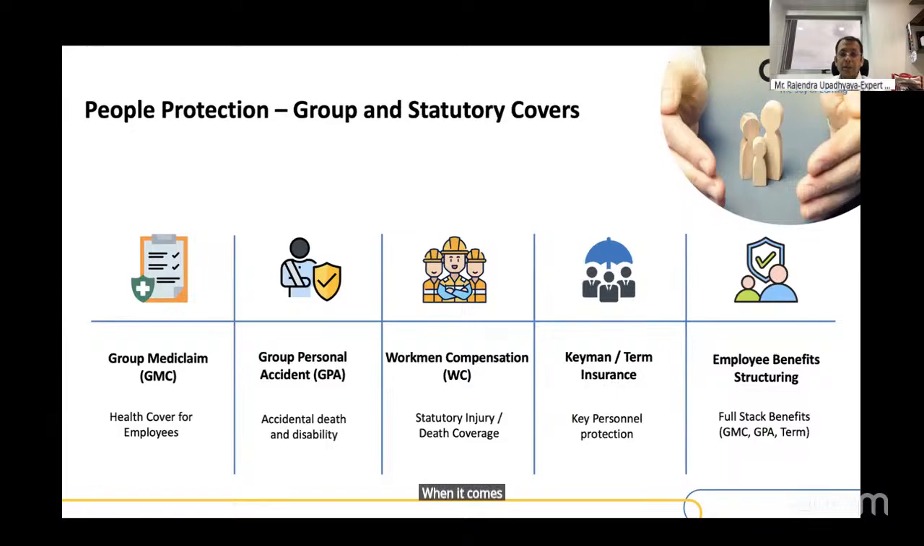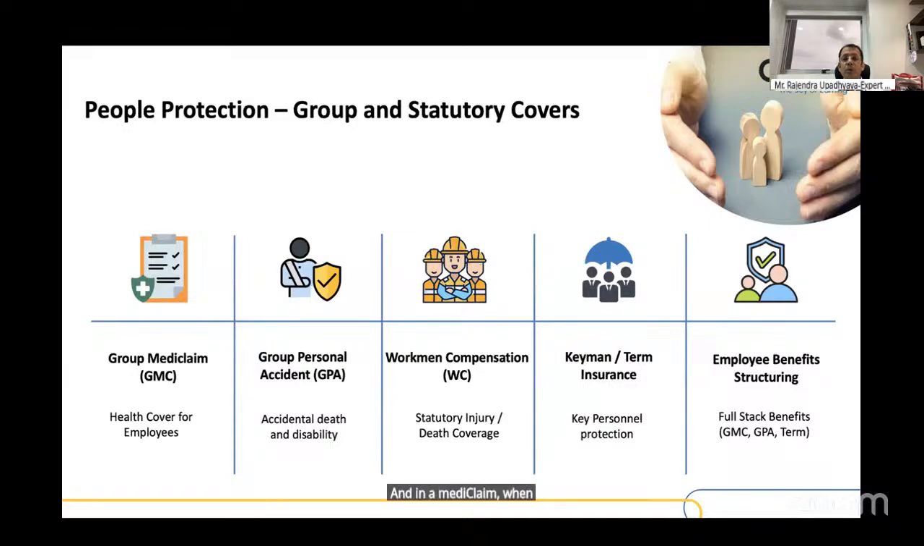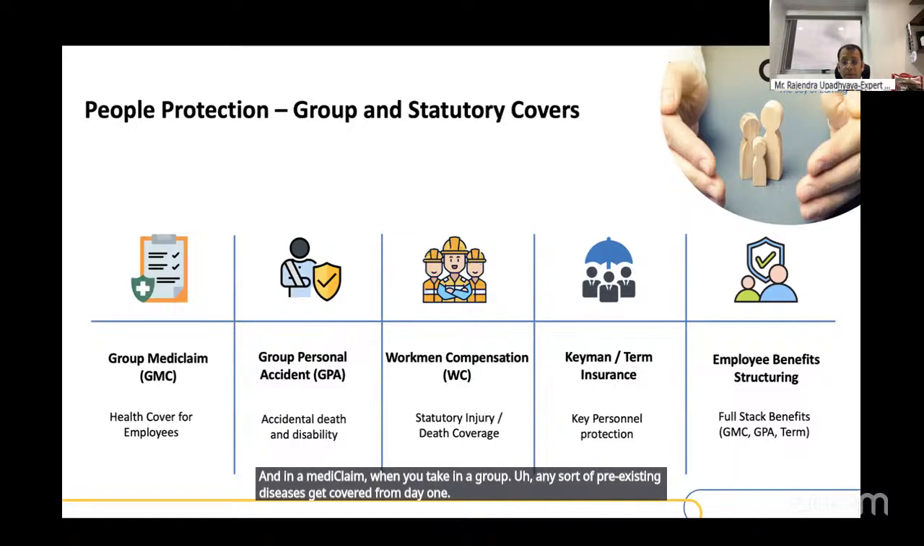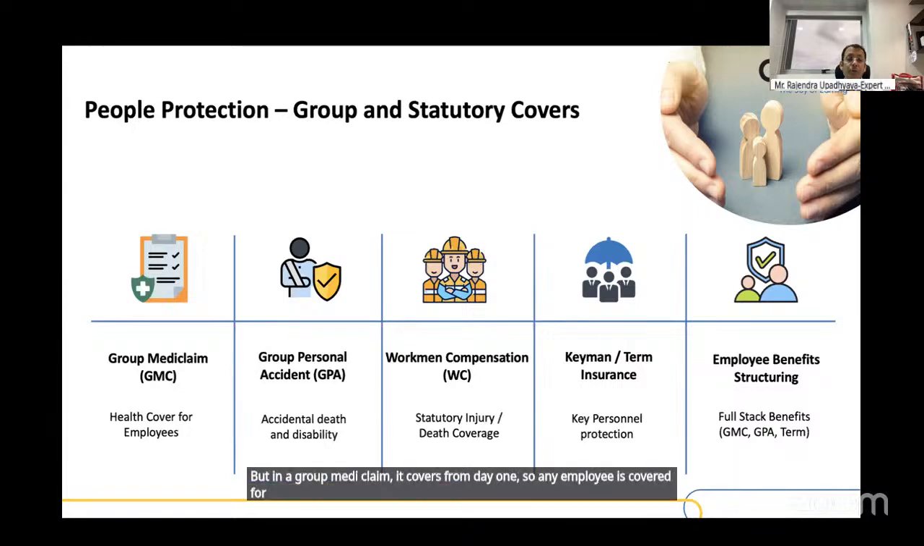When it comes to people, most businesses run on people, and therefore on people protection. A lot of people are giving group mediclaim policies and group personal accident policies, where you form a group. In a group mediclaim, any pre-existing diseases get covered from day one. If somebody takes a retail policy, there is a waiting period for any pre-existing disease. If I have hypertension, it stands covered only after 3 or 4 years, depending on the policy. But a group mediclaim covers from day one. So any employee is covered for any sort of disease from day one, which makes it very special.